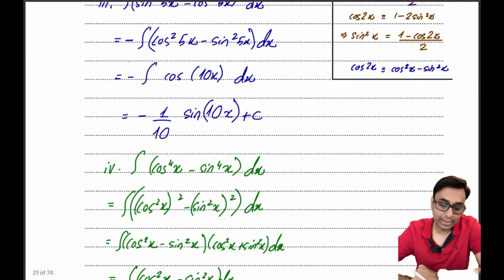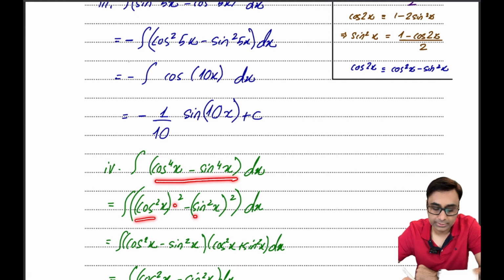Moving on, taking a look at another example where I have to integrate cos 4x minus sin 4x. I can first of all simplify this. I can take cos square whole square, sin square whole square, and apply the formula. This is going to become (cos square x minus sin square x) and (cos square x plus sin square x).